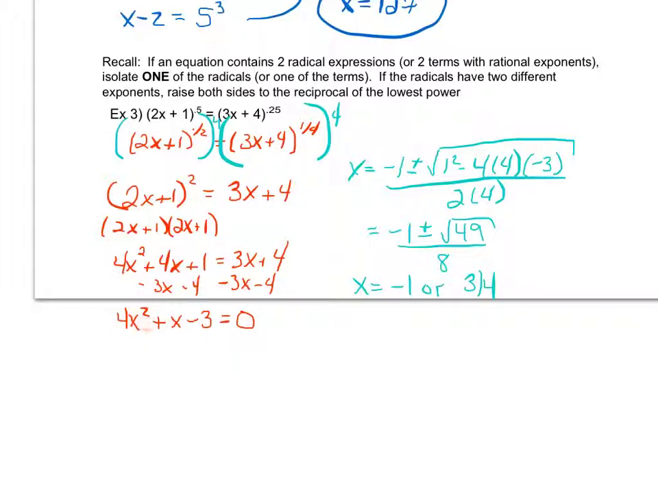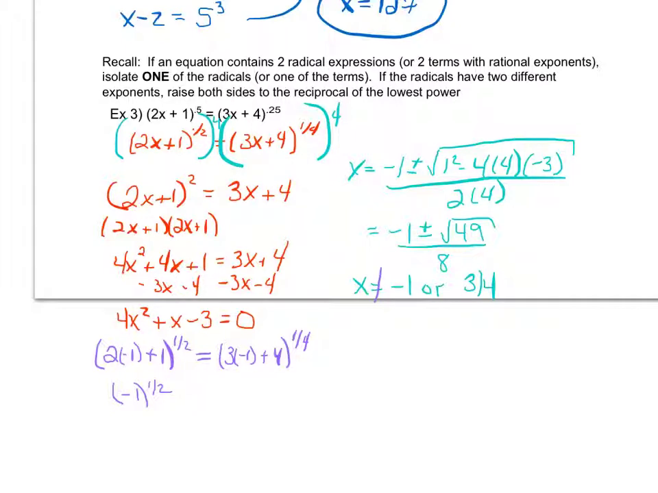Again, because at some point I squared a variable, I am going to have to go ahead and check my solution. So I'll check it by plugging it back into my original equation. So I'm going to ask myself, is (2 times negative 1 plus 1) to the 1/2 power the same thing as (3 times negative 1 plus 4) to the 1/4 power? Well, this is going to give me negative 1 to the 1/2. And as soon as I see this, so negative 2 plus 1 is negative 1, I realize that raising negative 1 to the 1/2 power is the same thing as taking the square root of negative 1, which is going to give me an imaginary number. So I'm going to go ahead and say x does not equal negative 1.